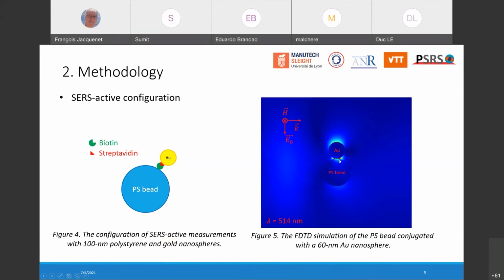So here is the FDTD simulation of this configuration. We can see here, this is the polystyrene bead and the gold nanoparticle. We can see a very strong enhancement here in the interface between the gold nanoparticle and the polystyrene.